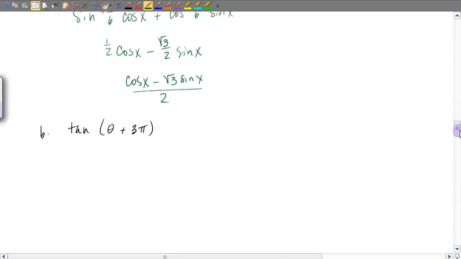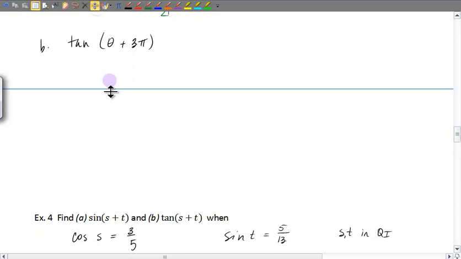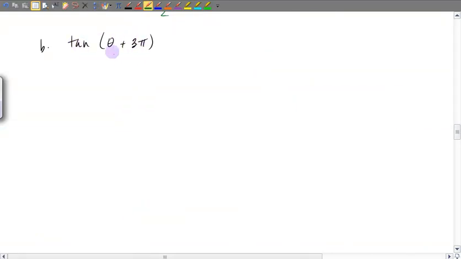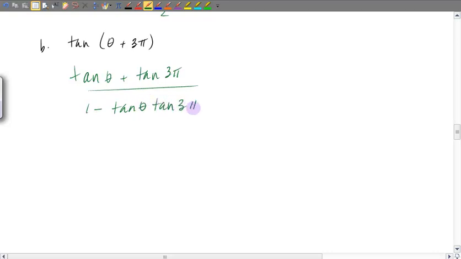Let's try that again for the next example using tangent. So again, I want to rewrite this so that it looks like a single function of theta, using the sum identity for tangent. Let's rewrite this so that it's the tangent of the first plus the tangent of the second, divided by 1 minus the tangent of the first times the tangent of the second. So now we go through and we simplify this. Well, the tangent of theta is just going to be the tangent of theta.